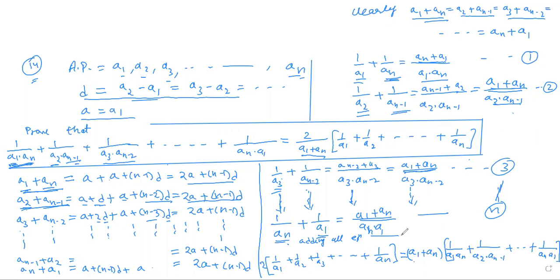Now if we transfer this a1 plus an to the left hand side, an goes to the denominator: 2 upon a1 plus an into this bracket 1 by a1 plus 1 by a2 plus 1 by a3 and so on up to 1 by an equals 1 by a1 an plus 1 by a2 an minus 1 plus 1 by an into a1. And if we now change the left hand side and right hand side, we will get this, which we have to prove.